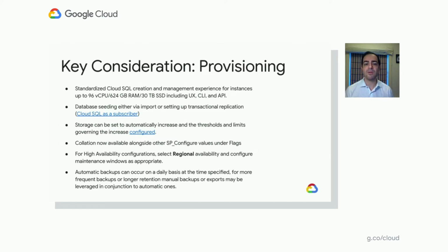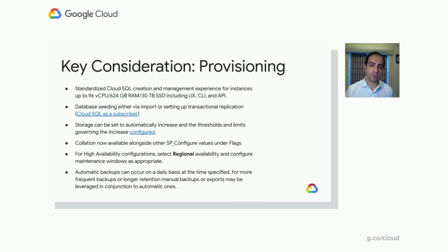And so there's a number of different options here, one of which we're going to talk about a little bit later, to actually use transactional replication to set up Cloud SQL as a subscriber and have that active replication bring in the data with minimal disruption and minimal downtime. But of course, you can always import into Cloud SQL as well. And so you can import .bak native files and seed your data that way as well, offline.